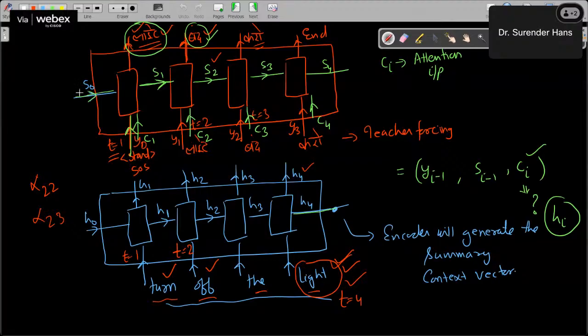So to print any time step of the decoder from this LSTM, we need only two inputs. First is the current input, that is light start, light band, and this one thorough. The second input is this one, S0, S1, S2, S3. Based on these two inputs, the decoder will print the output step by step: at t equal to 1 the time step light, t equal to 2 band, t equal to 3 thorough, and t equal to 4 the end. Clear?